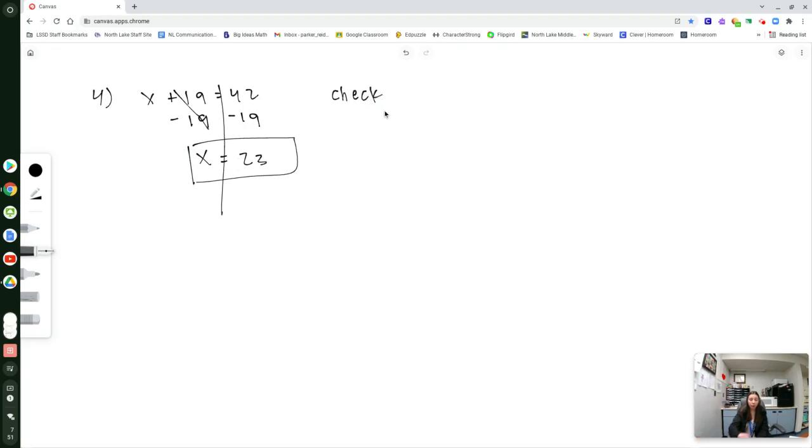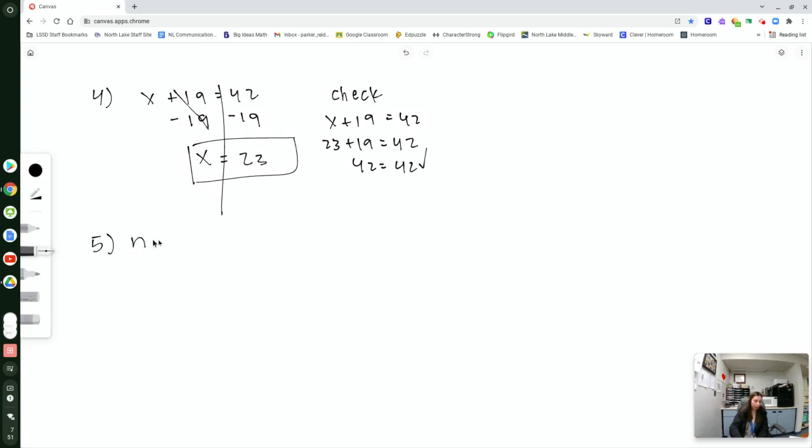And now we're going to check not only because it asks us to in the directions, but also this will help us make sure that our solution is right. Because then if it's not, we could go back and fix it. When I check, I'm going to take my original equation, x plus 19 equals 42, and I'm going to turn x into what I think it's supposed to be. I think it's supposed to be 23. 23 plus 19 equals 42. Now, what is 23 plus 19? Well, that would be 42. 42 equals 42. Perfect. Both sides are equal. That means this really is the solution. This is what x needs to be to make our equation true.